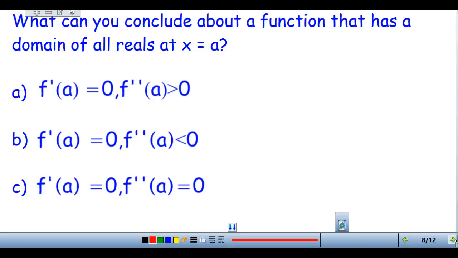So what can you conclude about a function that has a domain of all real numbers at x equals a? If f prime of a is equal to 0, so there's a critical number at a, and the second derivative is greater than 0 or positive, what can you conclude about the function? Well, if the function's concave up and there's a critical number there, I would say that there is a relative minimum.